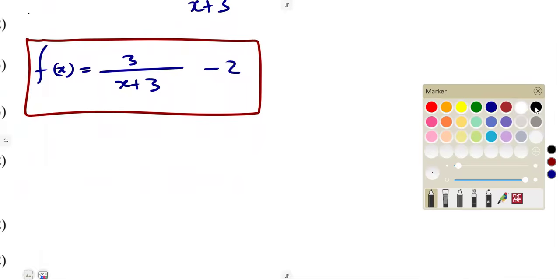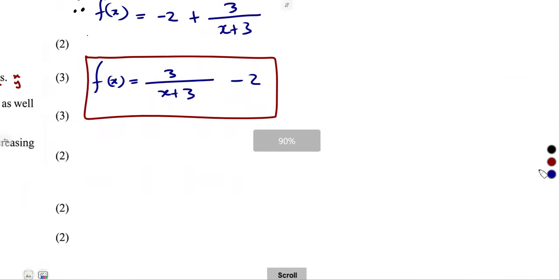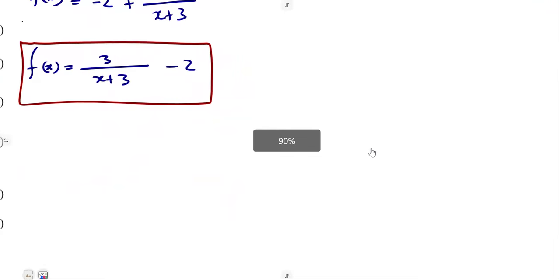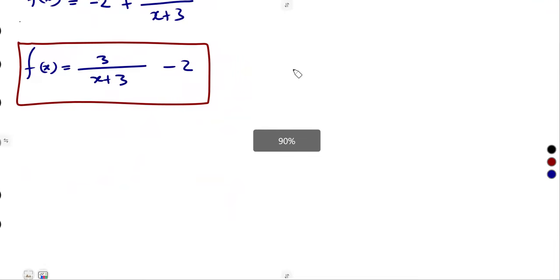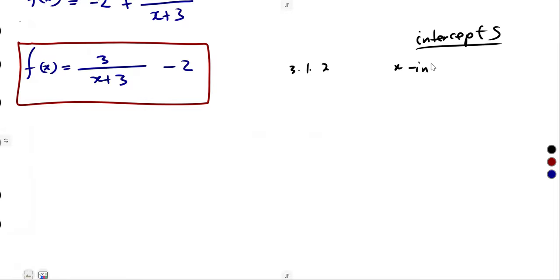We can determine our intercepts. So let us just have our intercepts calculated. That's 3.12. We're going to start with the x-intercepts. So x-intercept first. In that case, y is supposed to be equal to 0. You solve for x.